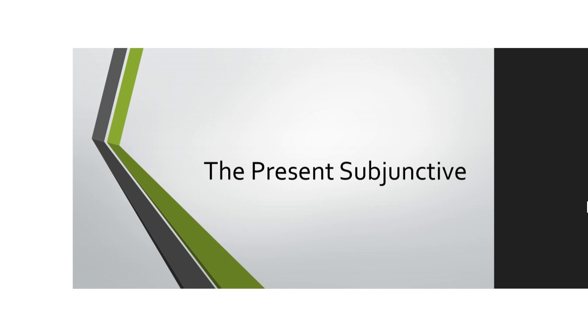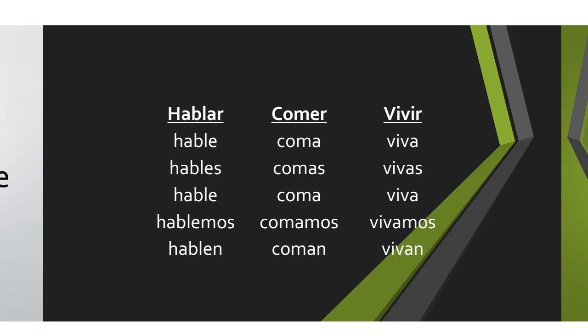Hoy vamos a continuar con el subjuntivo, aka the present subjunctive. Here's a quick review of what the regular verb endings look like for AR, ER, and IR verbs. So if you'll remember the three steps, we go to the yo form, we drop the O, and then we add the opposite ending. So if you need to review how to form the present subjunctive, you can go ahead and go back and look at one of the PowerPoints to do that.